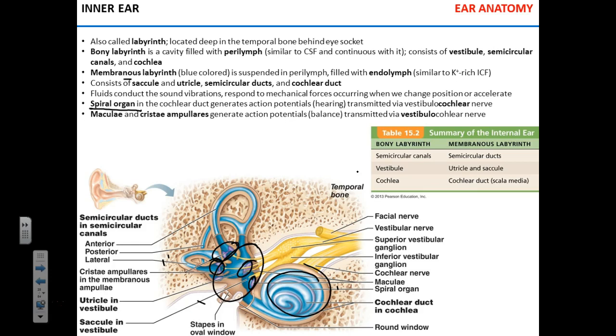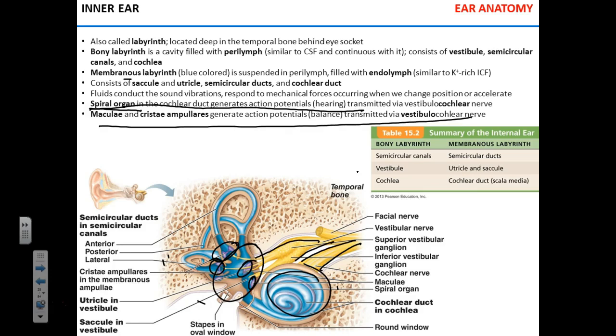Those sensory organs, when they sense those mechanical changes in the inner ear, transduce those changes into electric impulses, nervous impulses, which they send to the central nervous system via the vestibulocochlear nerve. Cochlear branch, you can see it here, is responsible for hearing, and vestibular branch is responsible for the balance sensing.